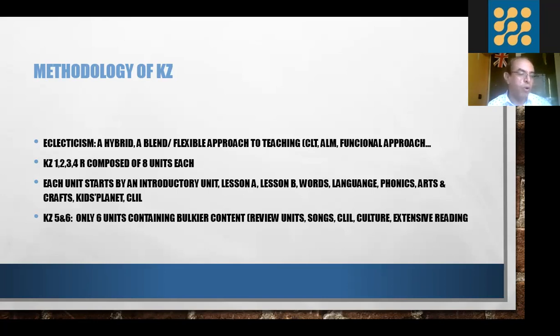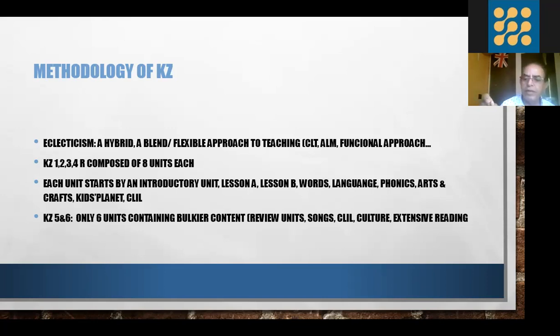Why is there a difference between Kidzone 1, 2, 3, and 4, having 8 units, and Kidzone 5 and 6, only 6 units? They are bulkier, more comprehensive, intensive material. Kids have grown up now. They can manage, they can use the language in their own way. They can manipulate and handle their language competencies and skills in a very easy way.